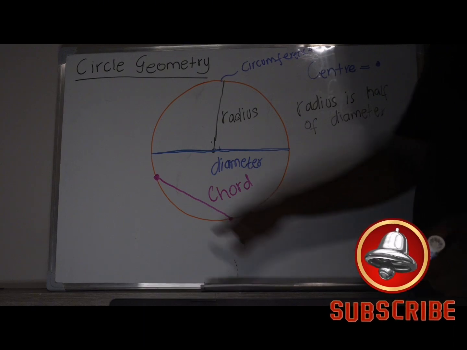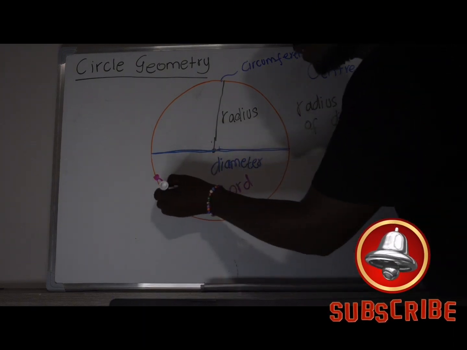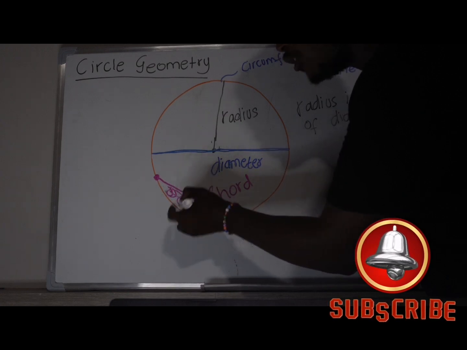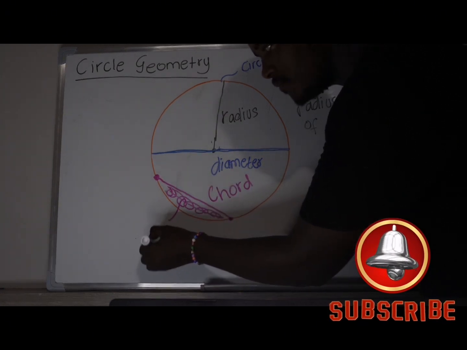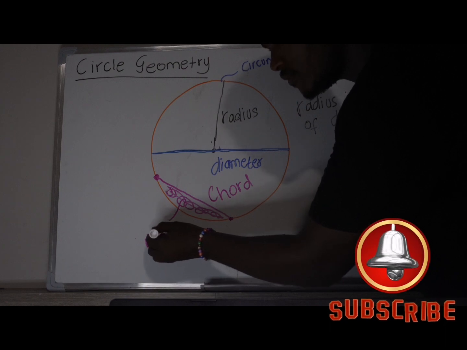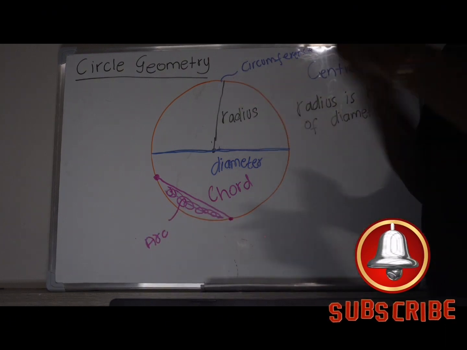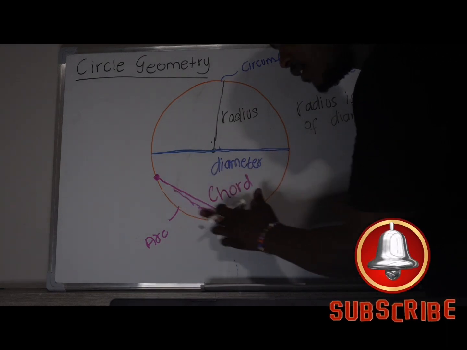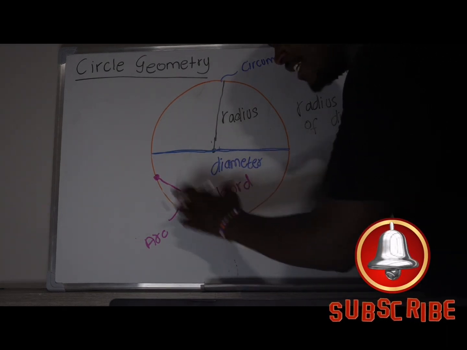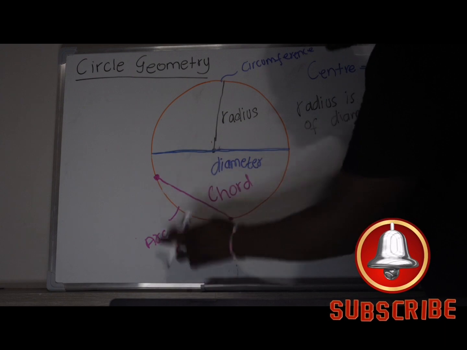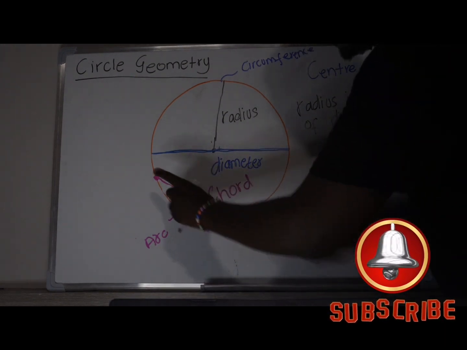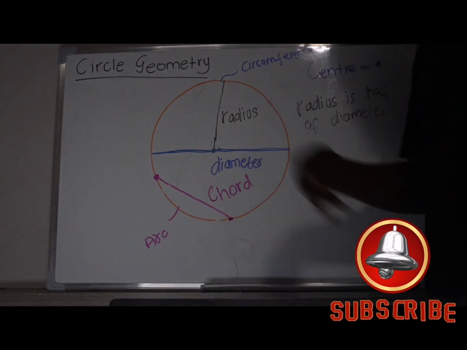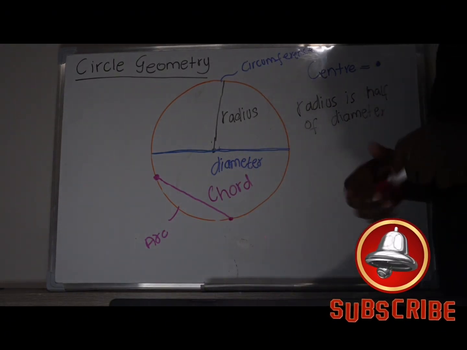But a chord has got endpoints, and this part is called an arc. They interchange one another, an arc and a chord. This part that I'm removing, this white part here, is called an arc. You will learn about them going forward in mathematics.